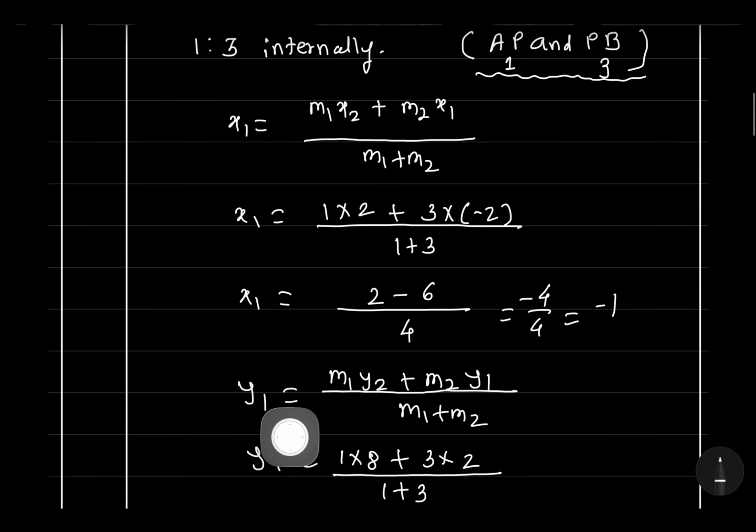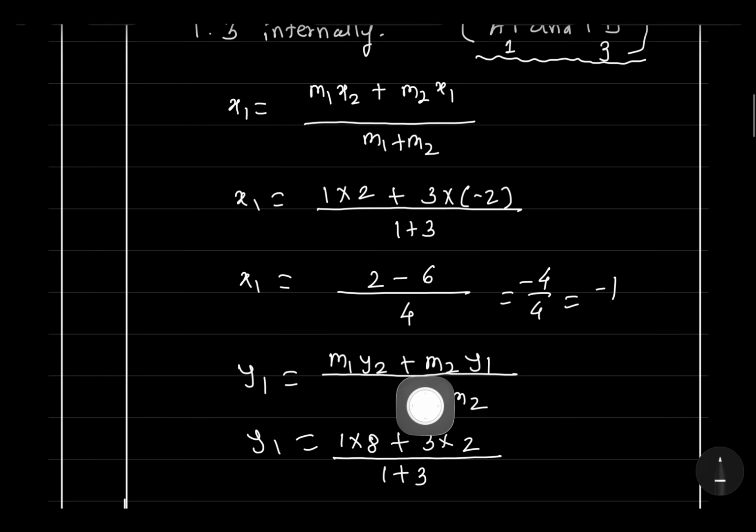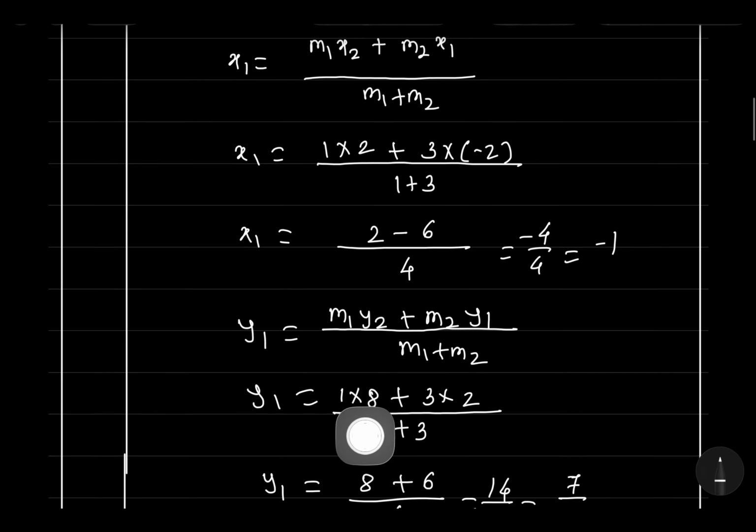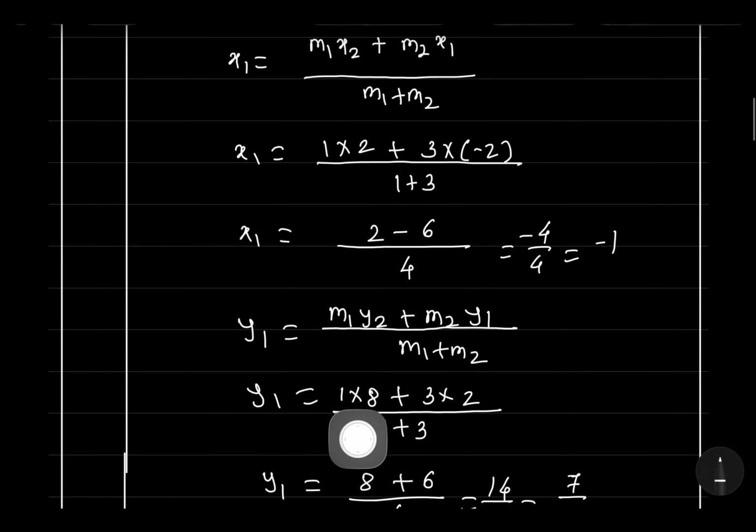In the same way we have to find y1. We take the y points, y1 and y2: m1 y2 plus m2 y1. We know m1 is 1.